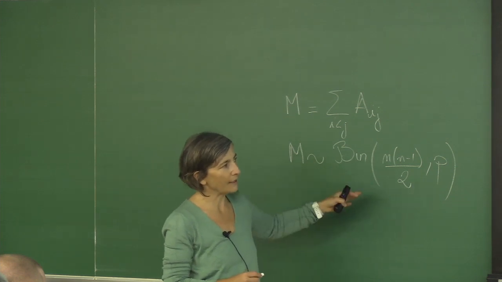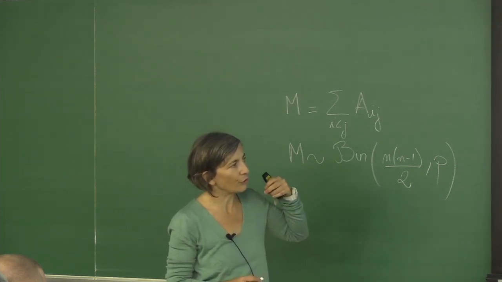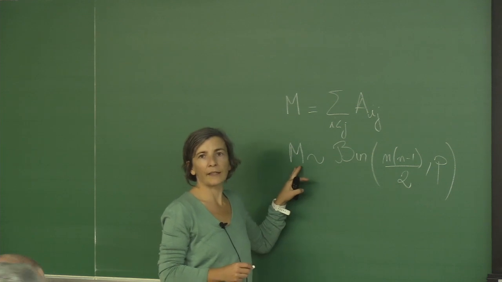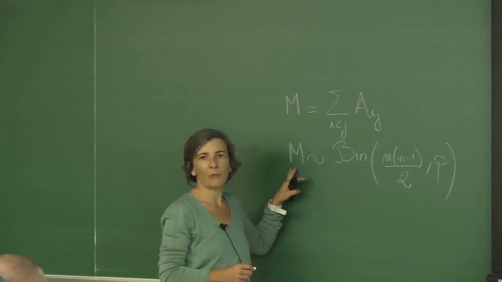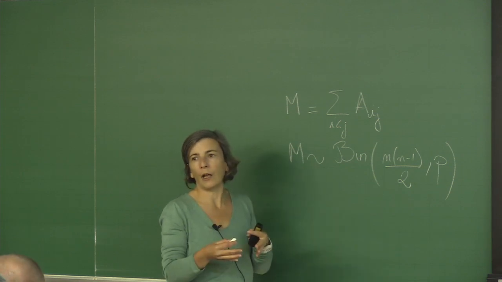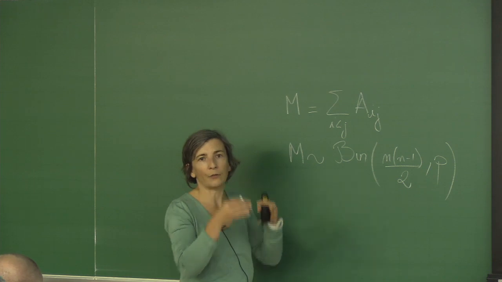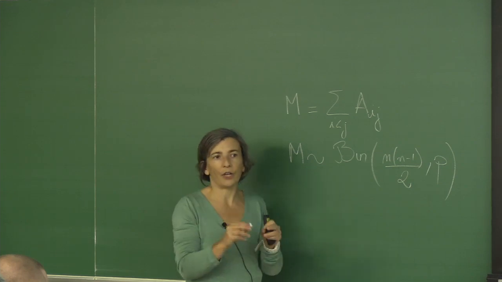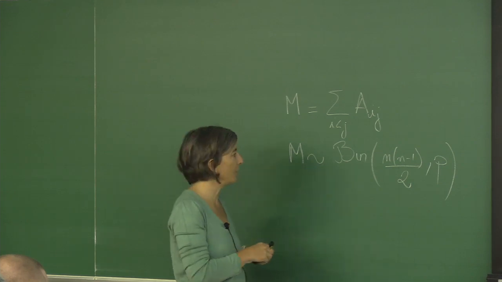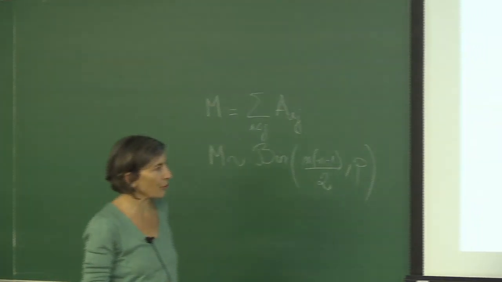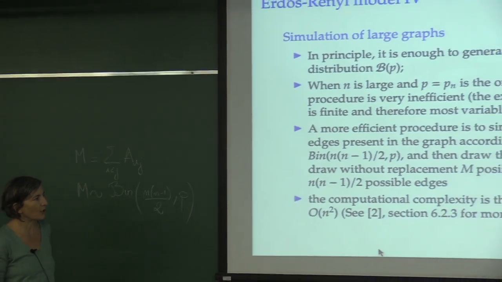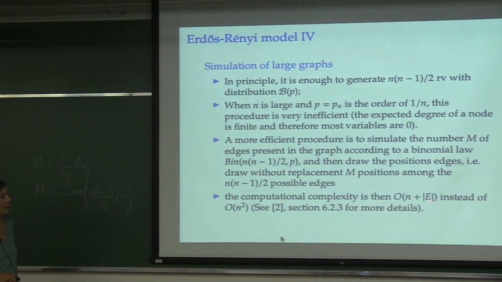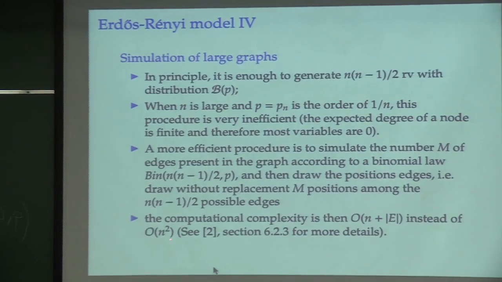So you can draw this randomly, and then you simply draw the positions of the m different edges. And if p is really small, that m on average is really not of the order n squared, it's more of the order n. So by just randomly sampling pairs i,j where you put these edges, you are gaining efficiency. The computational complexity of doing this is just O(n + m), where m is the random number of edges, instead of O(n squared).